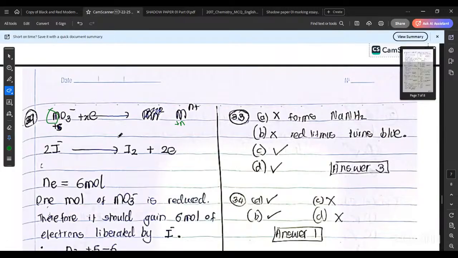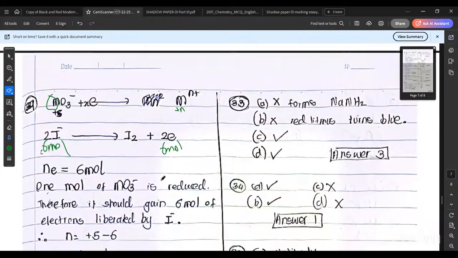How do you know the number of moles of electrons is 6? Because the number of moles of I minus is 6. 6 moles of I minus is oxidized, and then 6 moles of electrons are also there. So the stoichiometry is 2 is to 2. So 1 mole of MnO3 minus is reduced. Therefore, it should gain 6 moles of electrons.